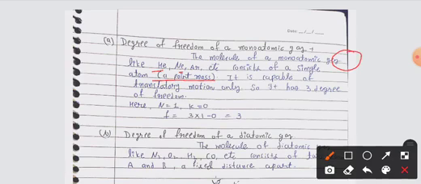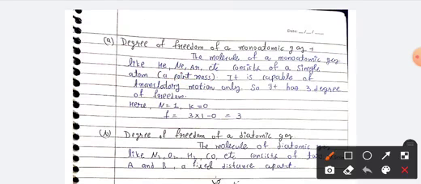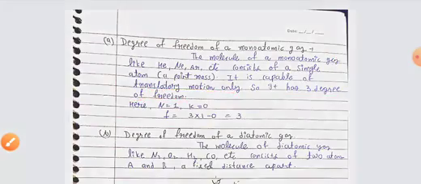They have only a single atom. So it is capable of translatory motion only. So this molecule can do only the translation motion. So it has 3 degrees of freedom.